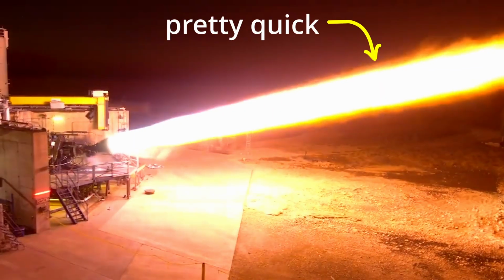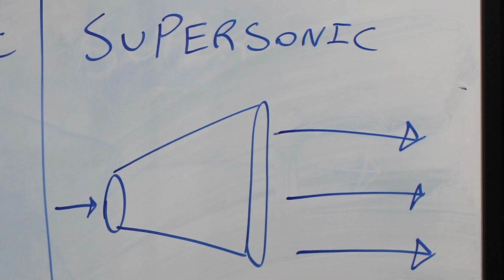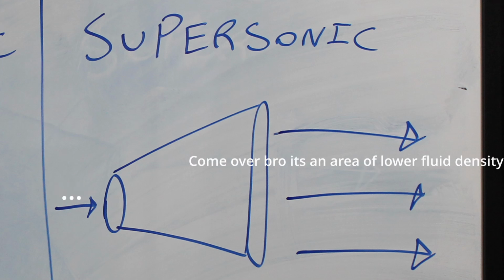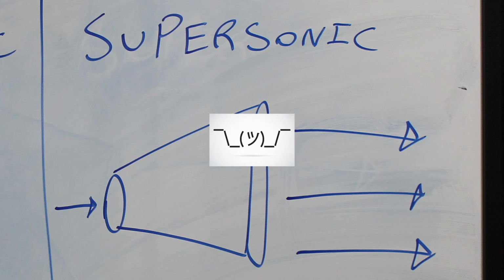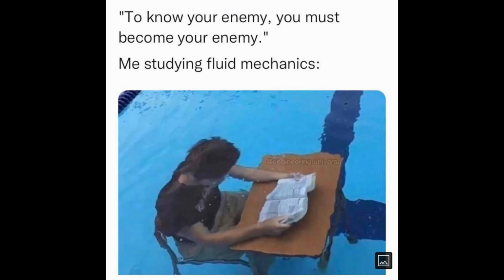This means that in the case of supersonic flow in a diverging section of pipe, the fluid will almost act as though it's heading into a vacuum or an area of lower fluid density, causing it to accelerate. I know this is a pretty hand-wavy explanation, but it's about the best that I can offer without going over a lot of fluid mechanics.